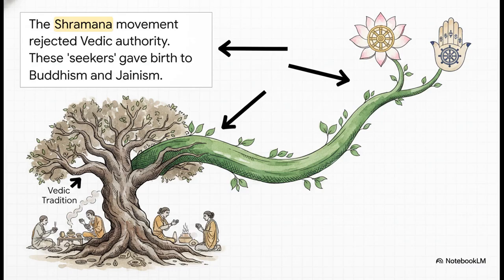Around 500 BCE, this new spiritual movement bubbled up called the Shramana. These were seekers who totally rejected the authority of the traditional Vedic priests and all their complex rituals. And it was out of this pretty revolutionary movement that two other huge religions were born: Buddhism and Jainism. And of course, Buddhism would spread far beyond India to become a major world faith.